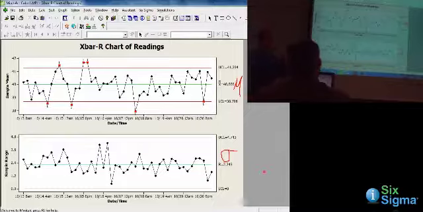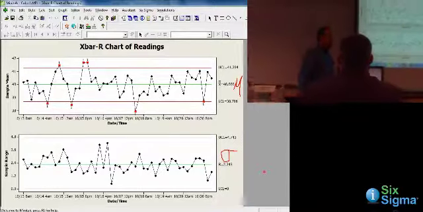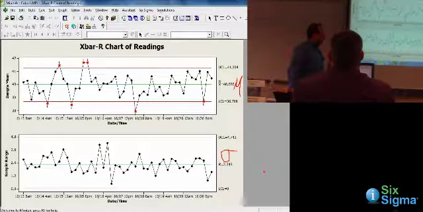Would there ever be a reason that somebody would say it needs to be a higher probability than 99.73% for your control limit? Typically, that's not the case. I mean, 0.27% is pretty low, 3 out of every 1,000 subgroups being false alarms. It's pretty low.